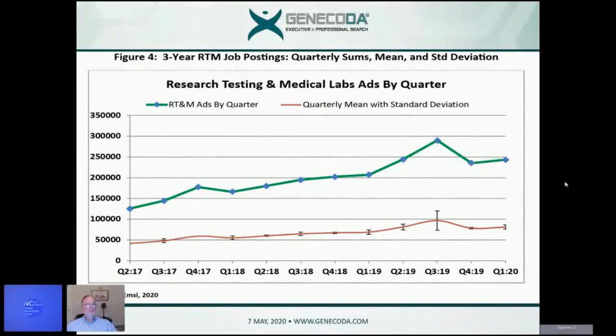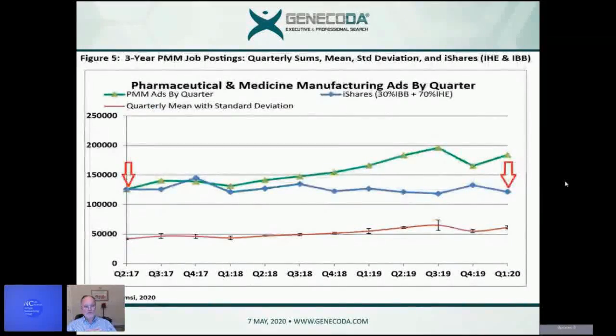Once we get into the pharmaceutical and medicine manufacturing ads by quarter subsector, as denoted on figure 5, what we are doing here is introducing the concept of equity correlations. Now, the stock market is known as what's called a leading indicator. Employment has historically been thought of as a lagging indicator, but there's evidence to show that employment is in fact maybe a leading indicator, or perhaps what's known as a coincident indicator.